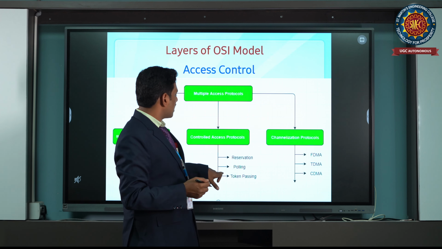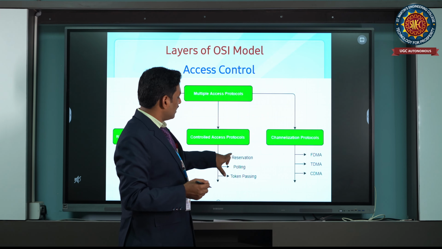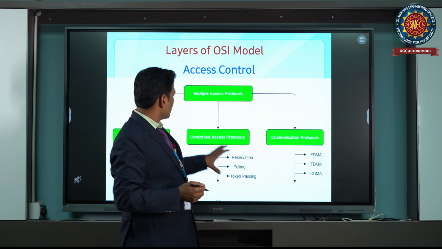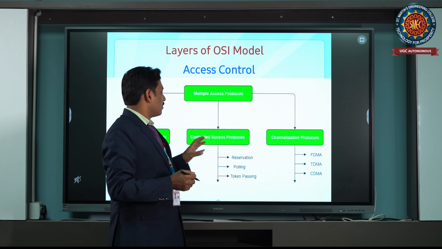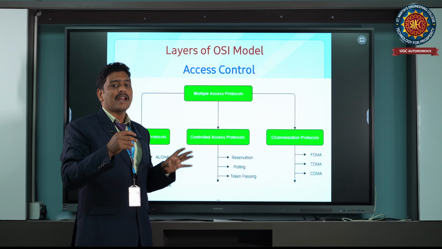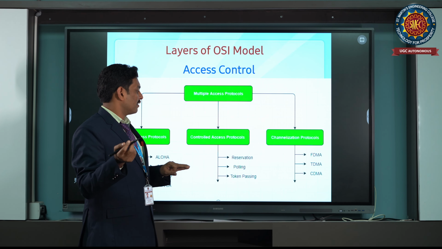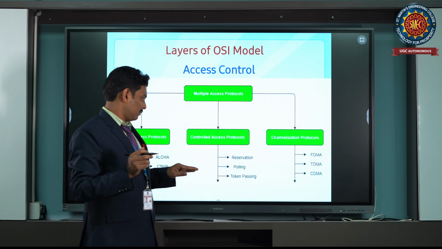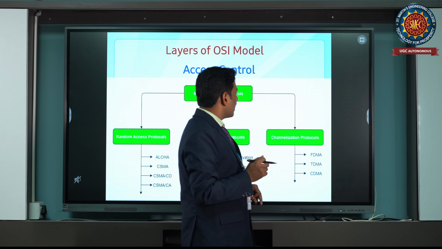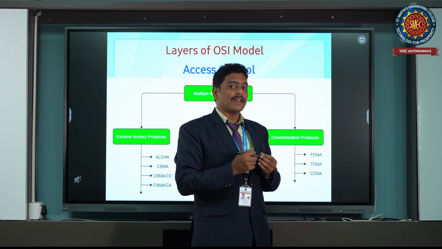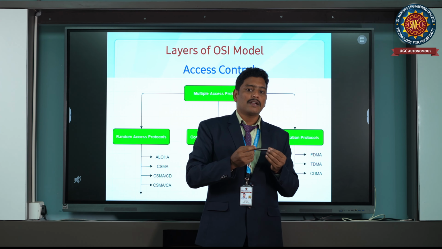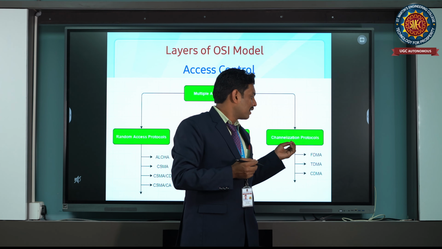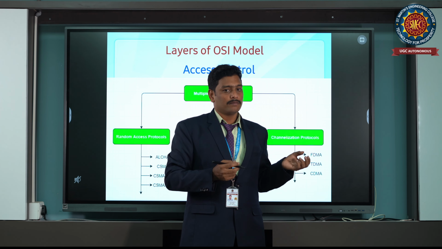Next one, reservation, polling, token passing. These three are protocols for controlled access protocol. In controlled access protocol, one device acts as a primary and the others are secondary devices. One is the controller, the remaining are slaves. The next one, channelization protocols. The entire media will be divided in terms of frequency, time, and code.